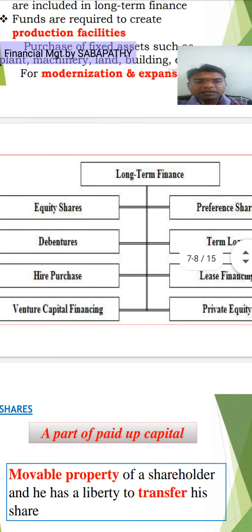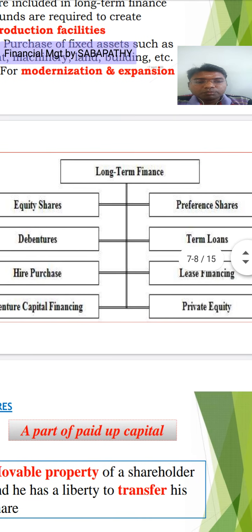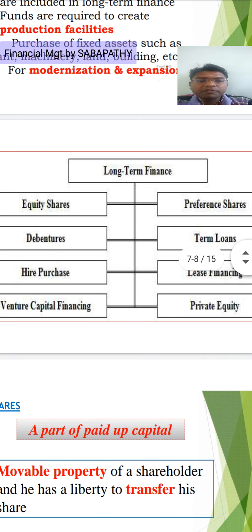So what are all the ways of mobilization of long-term finance? What are all the different elements involved in mobilizing a long-term finance, right? So totally we have majorly 8 elements in the long-term sources of finance.